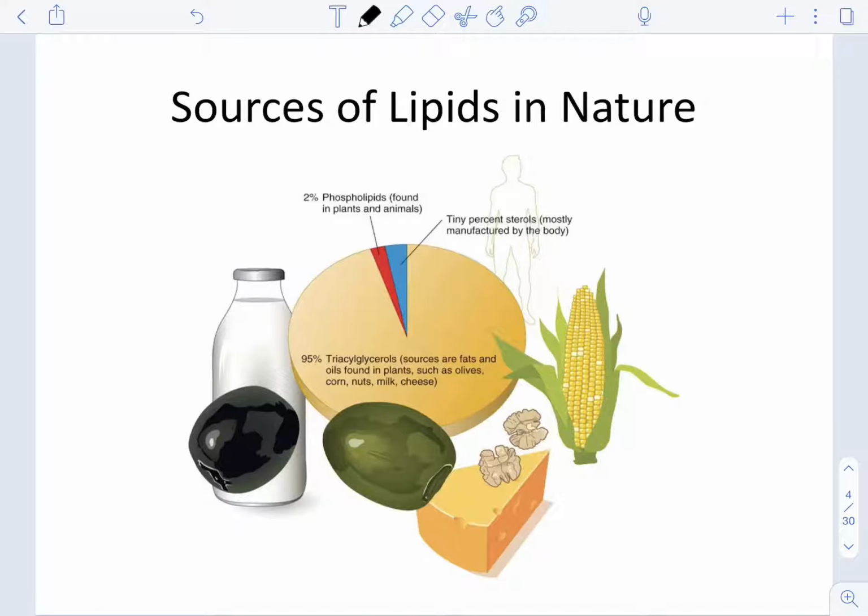Understand that the sources of lipids in nature come from plants, nuts, milk, and cheese, and the majority of them are going to be triacylglycerols. In a few minutes, we're going to explore what a triacylglycerol is. There's a small portion of these lipids that are phospholipids, and an even tinier percent are sterols. Sterols is another word that we can use for steroids.